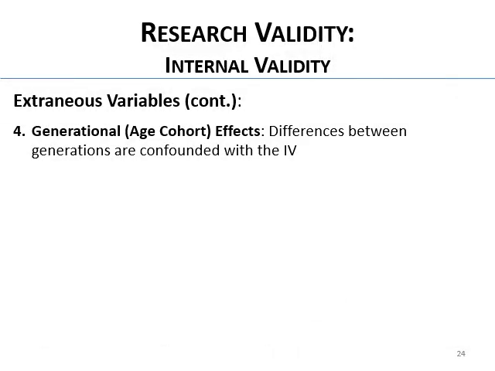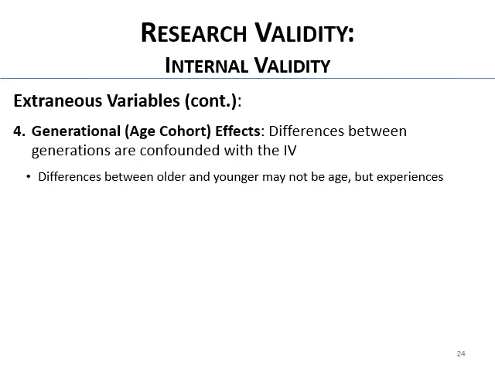So then there are what we call generational or just age cohort effects. This is when you have differences between generations of people, growing up in different generations, that are confounded with your independent variable. For example, you might find that there are differences between older and younger folks, but it may have nothing to do with age. It could have to do with having had different experiences in life that are associated with being one particular age cohort versus another. So this tends to be a problem in cross-sectional studies.